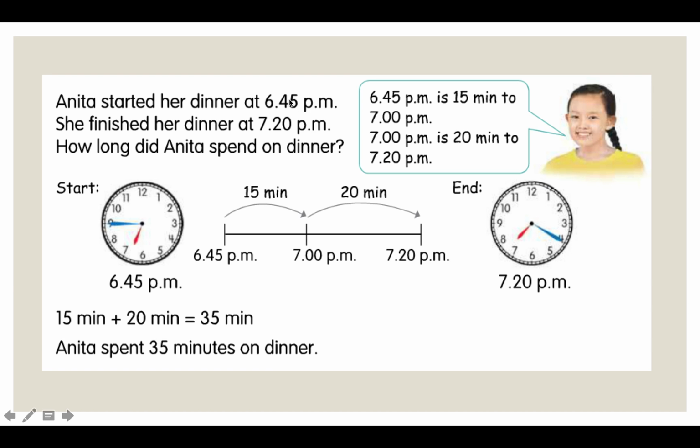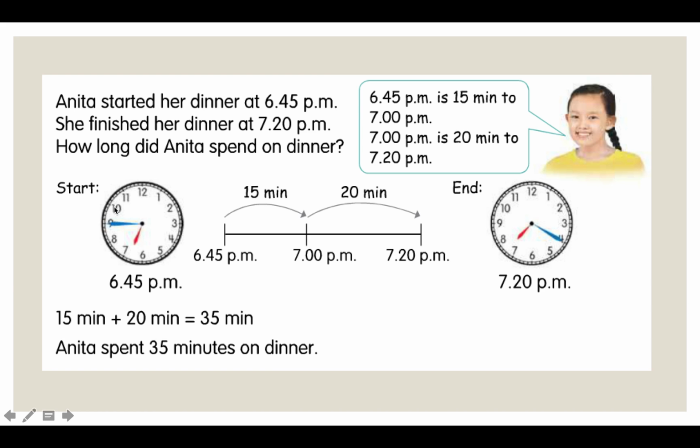So if this is 6:45, is this before or after 7:45? It is before 7:45, right? So how long did Anita spend on dinner? It is less than an hour. Now let us imagine in the clock. Imagine 6:45, she finished her dinner at 7:20.